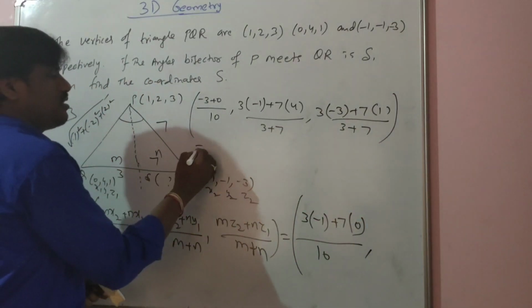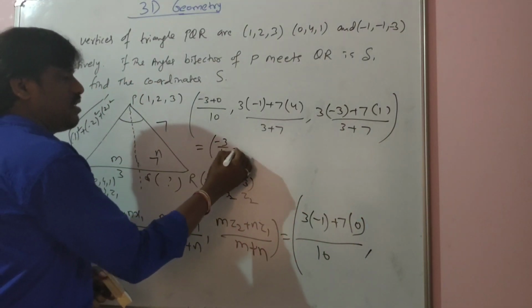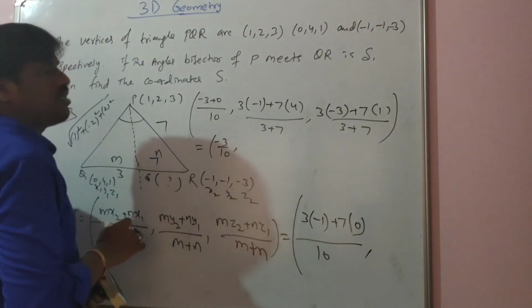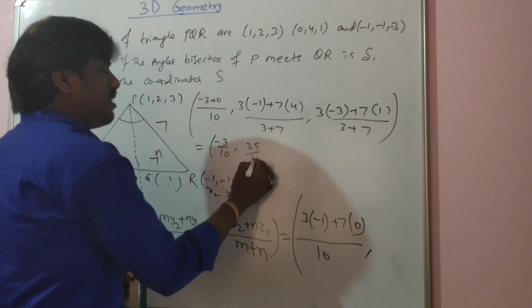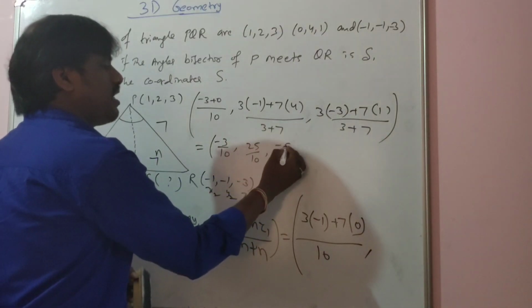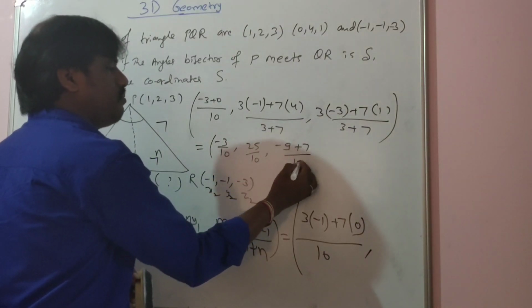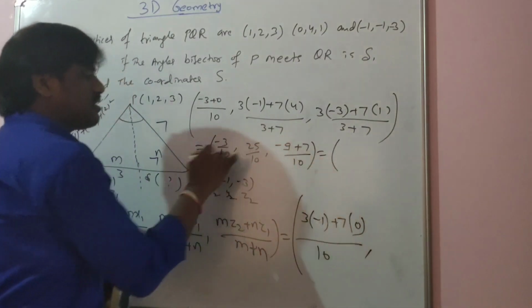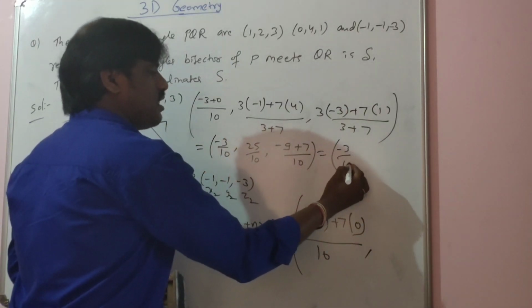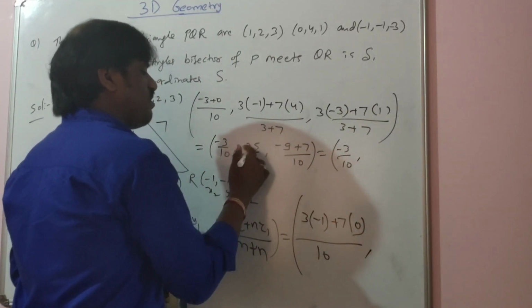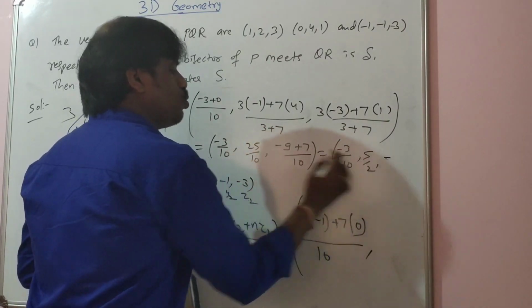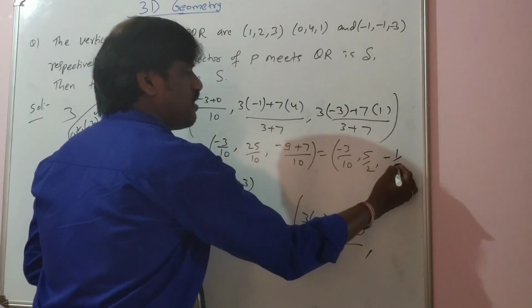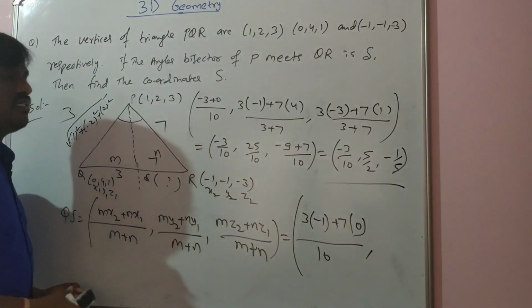Hope you understand. This is from here minus 3 by 10 comma, here 7 4s are 28, 28 minus 3, 25 by 10 comma, this value will be minus 9 plus 7 divided by 10. Hope you understand. After simplification of this, minus 3 by 10 comma, this is 5 5s are 25, 25 by 10 is 5 by 2 comma, this is minus 2 by 10, 2 cancel, it is minus 1 by 5. This is the final answer for this.